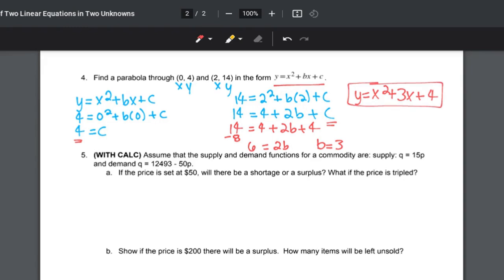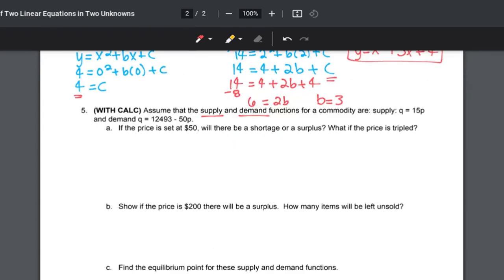All right, in number 5, this is one that relates supply and demand to solving systems, but you would be able to use a calculator on this one just because the numbers are pretty large. It says that the supply equation is Q equals 15P, and then the demand equation is Q equals 12,493 minus 50P. So if the price is set at $50, will there be a shortage or a surplus? And then what if the price is tripled?